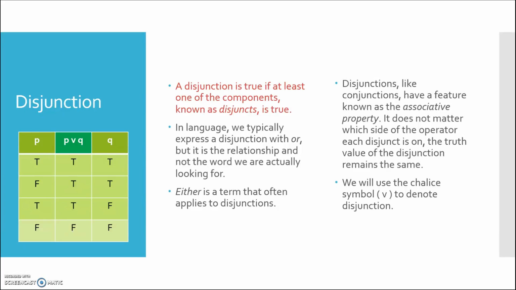The next logical operator we're looking at is the disjunction. The disjunction is true if at least one of the components, also known as disjuncts, is true. In language, we typically express a disjunction with or. Either is another term that you should look out for, which might denote a disjunction. Just like conjunctions, disjunctions have the associative property. It doesn't matter which side of the operator the variables are on. We use the vee symbol, the V, to denote disjunction.